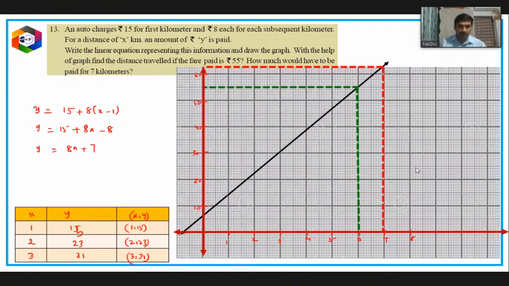This is the point 1 comma 15, and 2 comma 23. Quickly I am explaining. This is 2 comma 23 and 3 comma 31. So this is the graph y equals 8x plus 7. Now two more questions are given. We have only 4 minutes, so I am going to close that quickly.